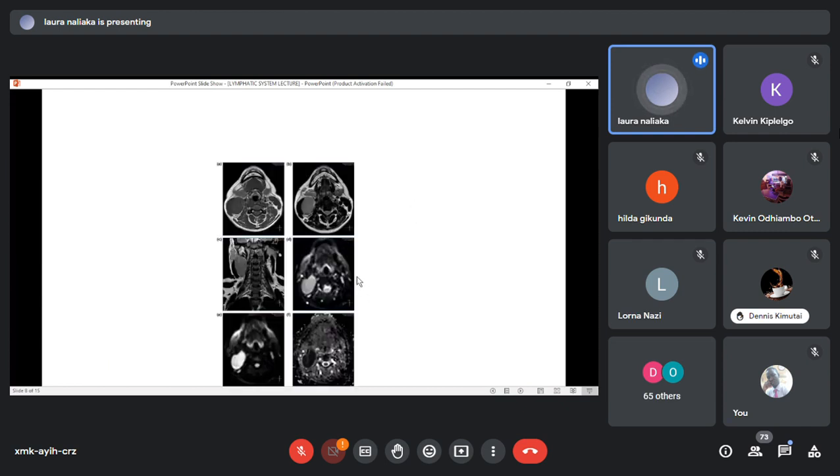MRI of a different patient with a node on the right aspect of the neck can be able to pick the size, the signal, and even the outline of the node for you to be able to tell whether it's benign or malignant.